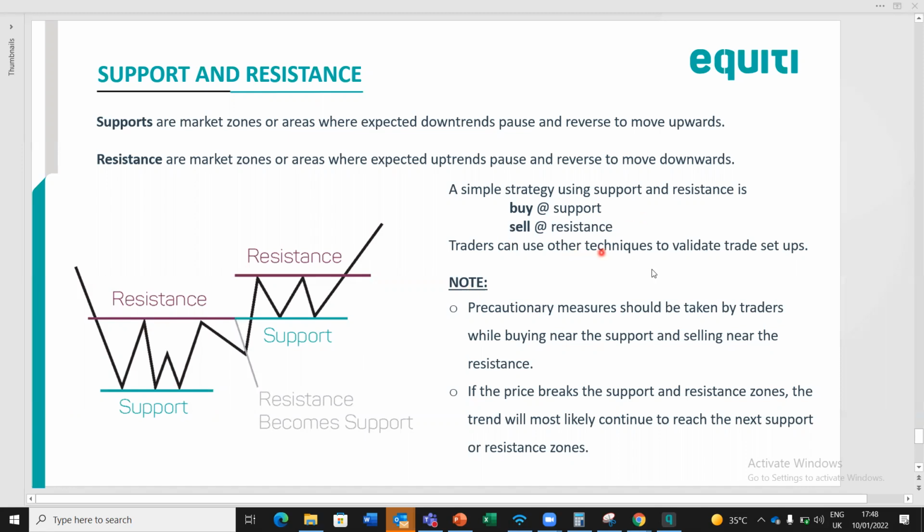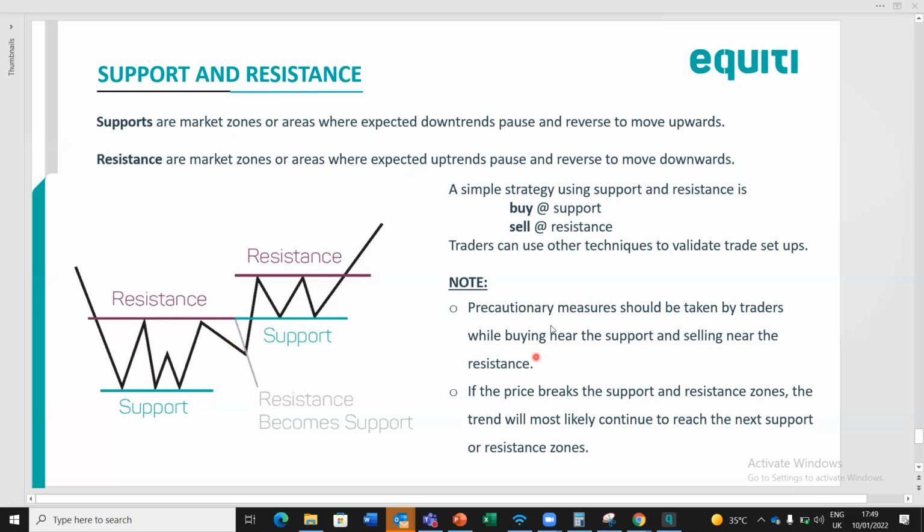Traders can use other techniques to validate these trade setups. You can use other techniques which you're going to learn in the intermediate and also in the advanced classes and also in my special webinars. You learn so many other techniques that you can employ to better identify and validate the buy and sell setups that you find at these support and resistance zones.